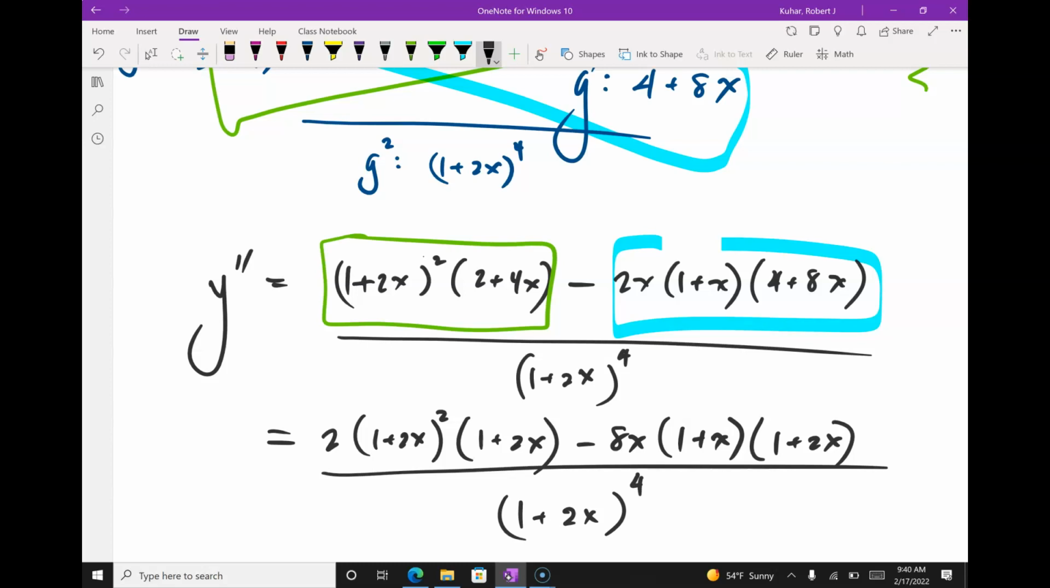Yes, Grace. Yeah, so I took out a 2 here, right? You see a 2 and a 2? There's the 2. And then here I took out a 4 and a 4, so it became -8. It was -2. Yeah, we okay?